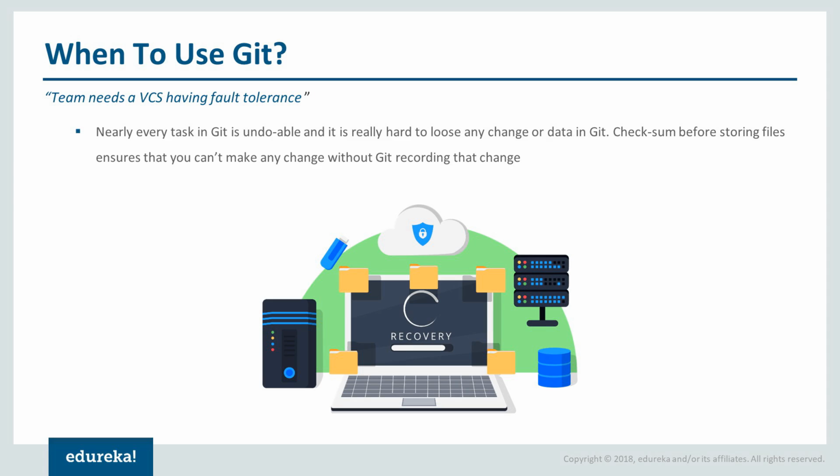There's another scenario: the team needs a VCS with fault tolerance. What it means is that all the tasks can be undone. Undoable means if we have committed something, we can revert all the commits or our changes very easily. And since Git checksums files before storing them, if there is any file in which we have made any changes, Git will always identify it. It won't go unnoticed. This is the way fault tolerance happens in Git.